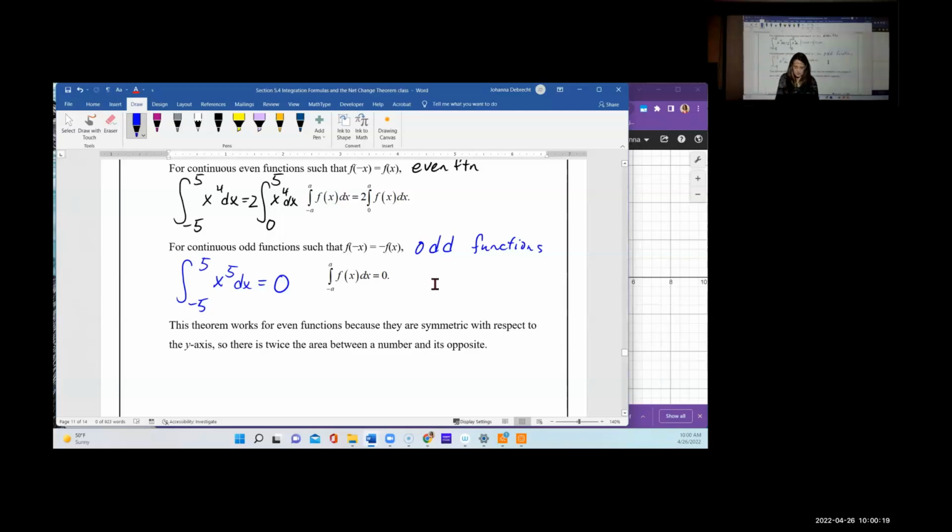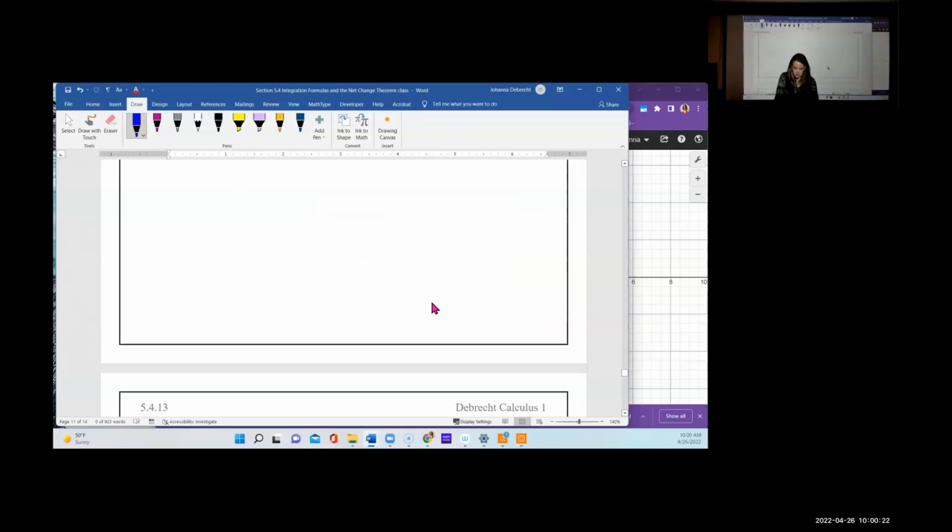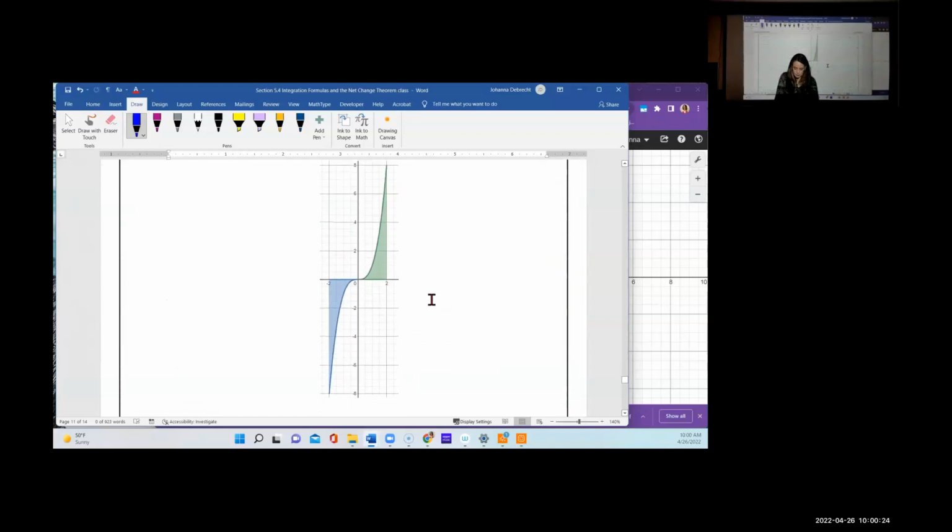Why would it be 0? Well, let's scroll down and look at the picture. If you're looking at a picture like this one here, this is an origin symmetric or an odd symmetric function. So we have an odd function. And if you look at it, because it is origin symmetric, part of the graph is above and part of the graph is below. It wouldn't be origin symmetric if it's not, because you have to fold twice. So it's required that part be above and part be below the axis.